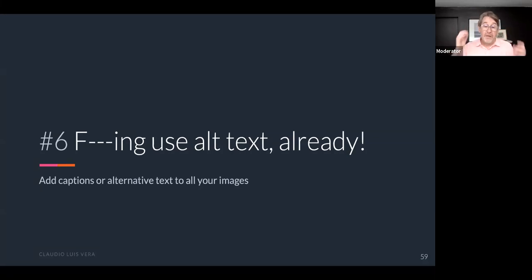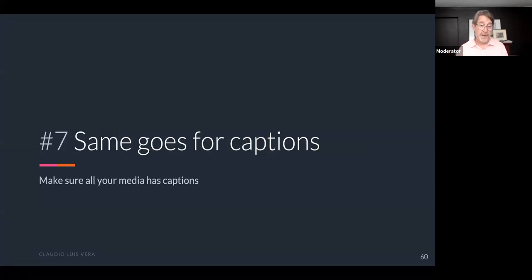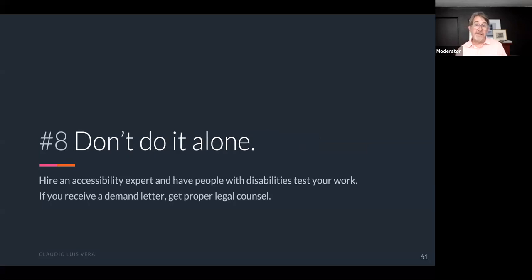And yes, please, use alt text already. If you have an image, add a description to it. Don't use the automatically generated ones because those are just awful. And the same thing goes with captions on your videos. Just make sure the stuff is accessible. And this is not that hard to do, people. I mentioned captions.